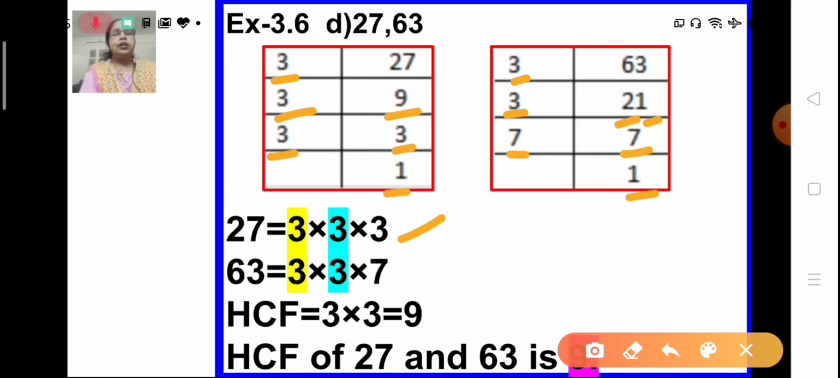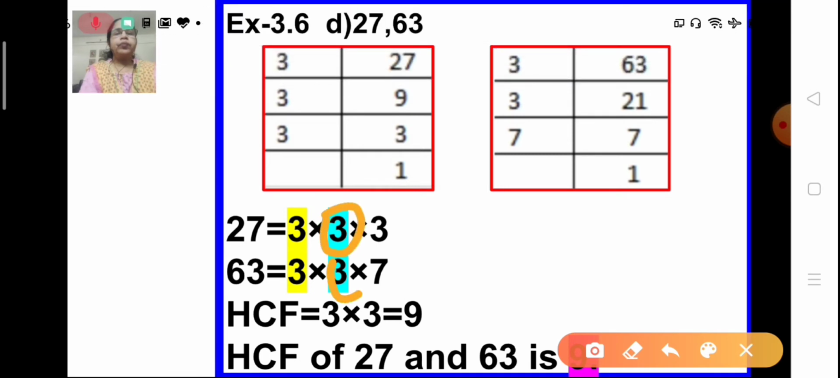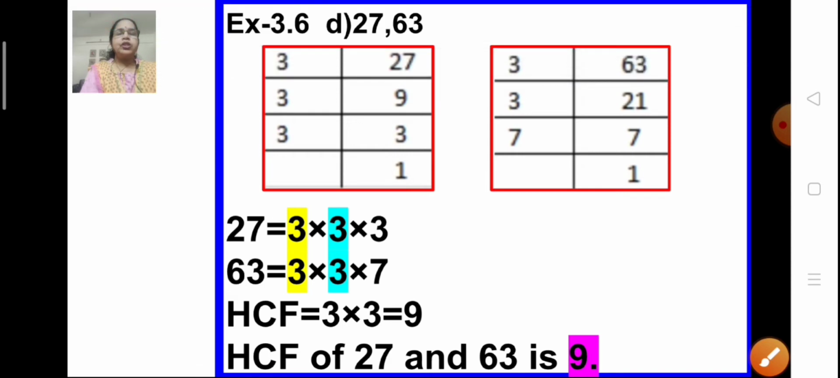Now let's find the common factors. The common factors of 27 and 63 are 3, and this 3 is also common, another 3. So we will take these and multiply both of them. 3 into 3 is 9. So what is the HCF of 27 and 63? It is 9.